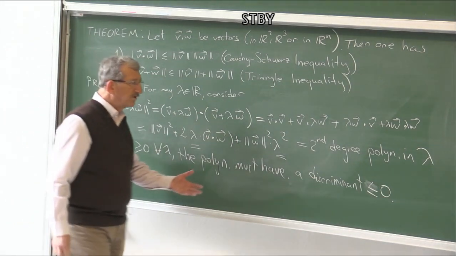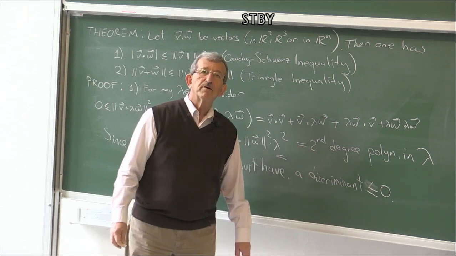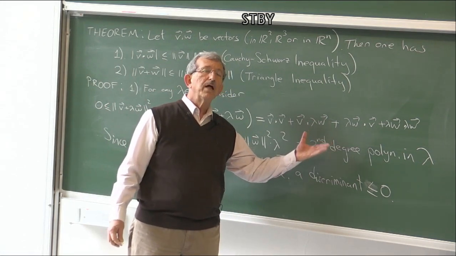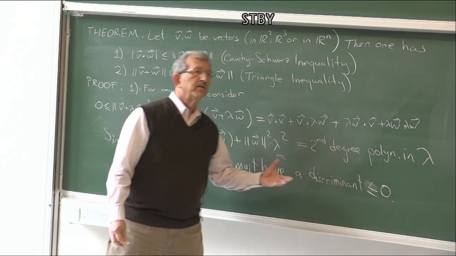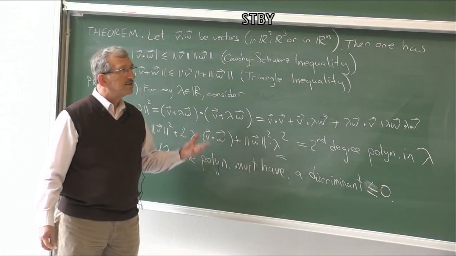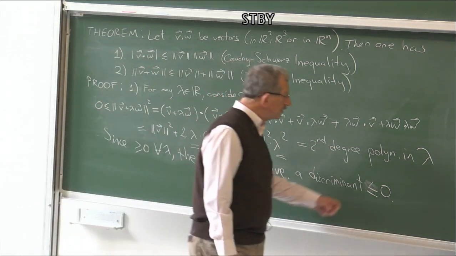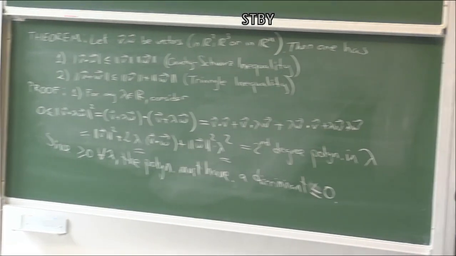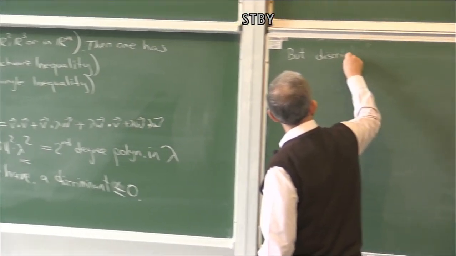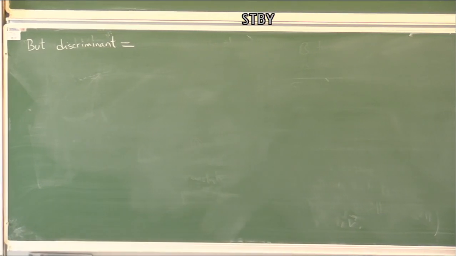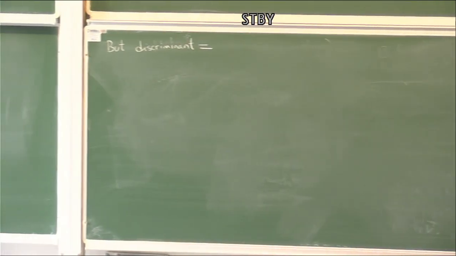Of course, if the discriminant is strictly positive, the polynomial will have two different roots, and this says that somewhere it will take negative values as well as positive values. So the discriminant must be negative. Okay, now this is the polynomial.